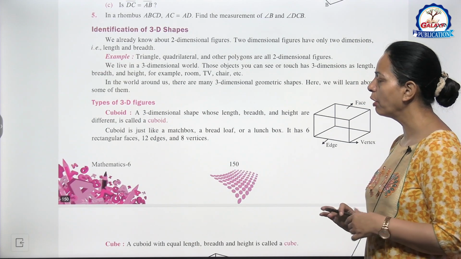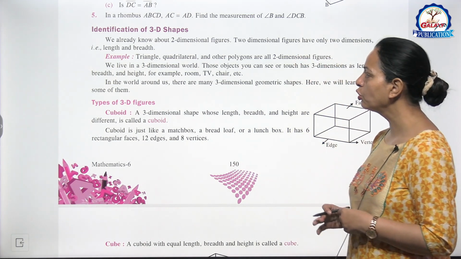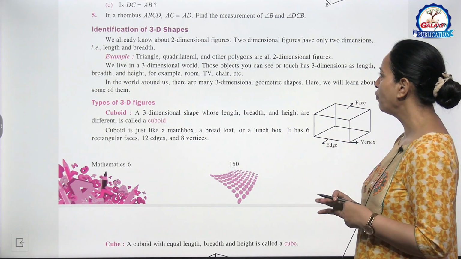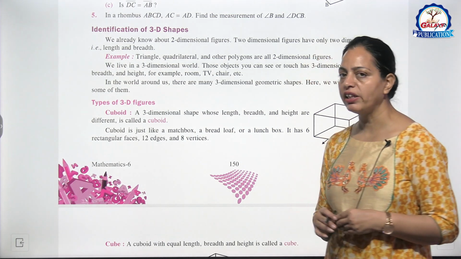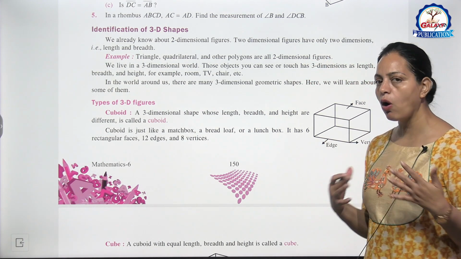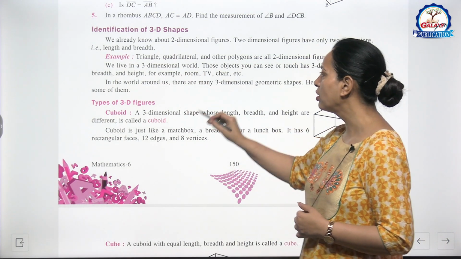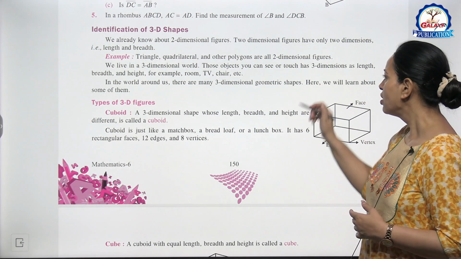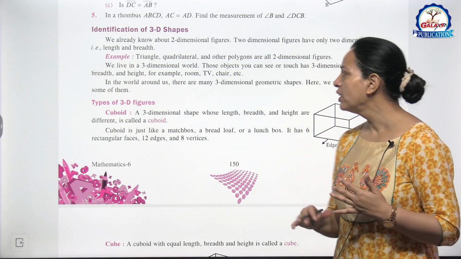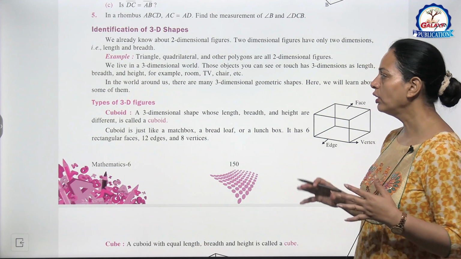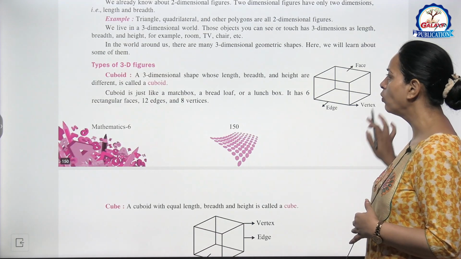Now the next we are talking about identification of 3D shapes. We already know about two-dimensional figures. Two-dimensional figures have only 2 dimensions, means length and breadth. For example, triangle, quadrilateral and other polygons are all 2-dimensional figures. Now we live in a 3-dimensional world. Those objects you can see or touch have three dimensions as length, breadth and height. For example, room, TV, chair, etc. So in the world around us there are many 3D geometric shapes. Here we will learn about some of them.